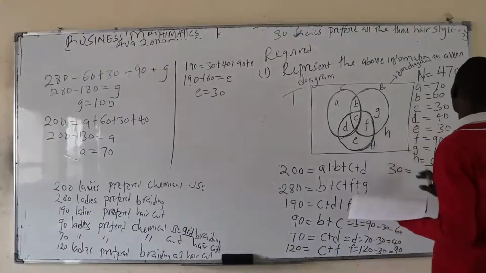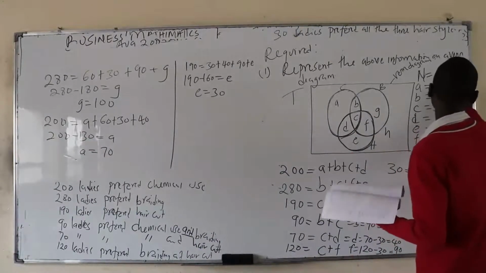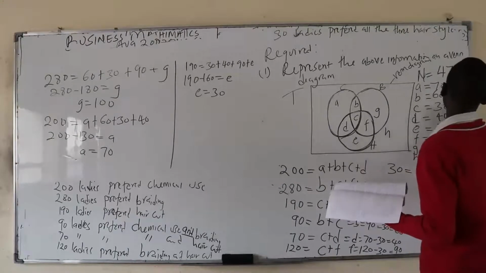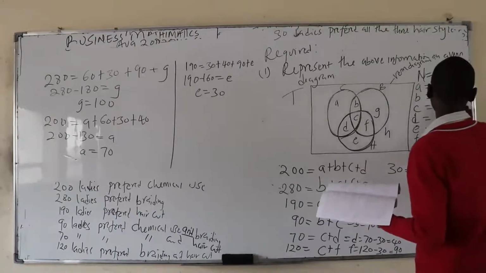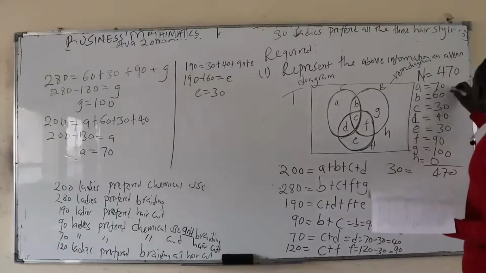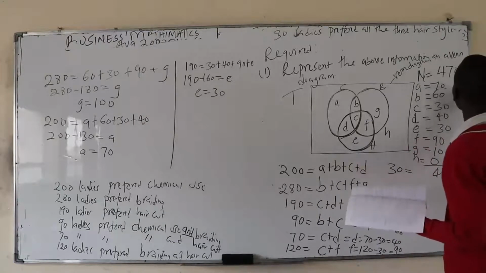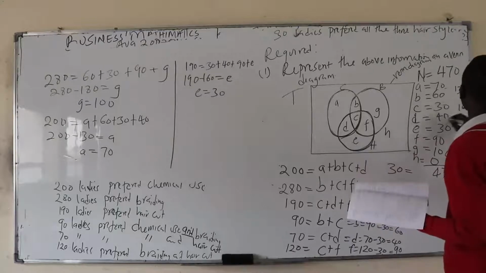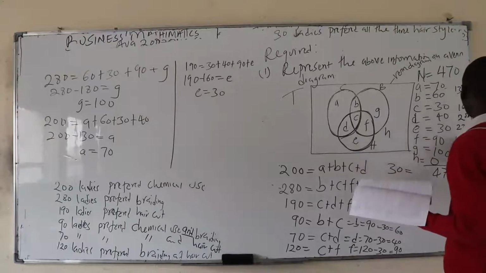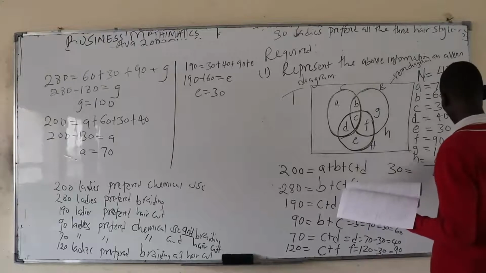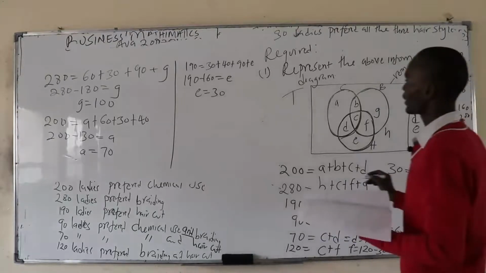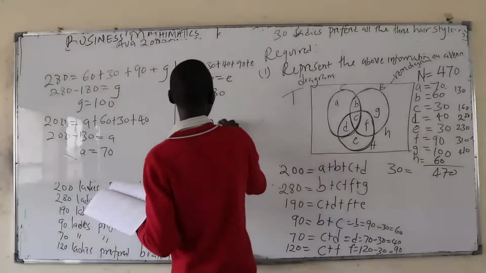So you come here to find A. To find A, you find that 200 is equal to A plus B. B is 60, plus C is 30, plus D. We say D is what? D is 40. So you collect 90 plus 40, that's 130. 200 minus 130 is equal to A. So A alone is equal to 70. You come here, you put there 70.